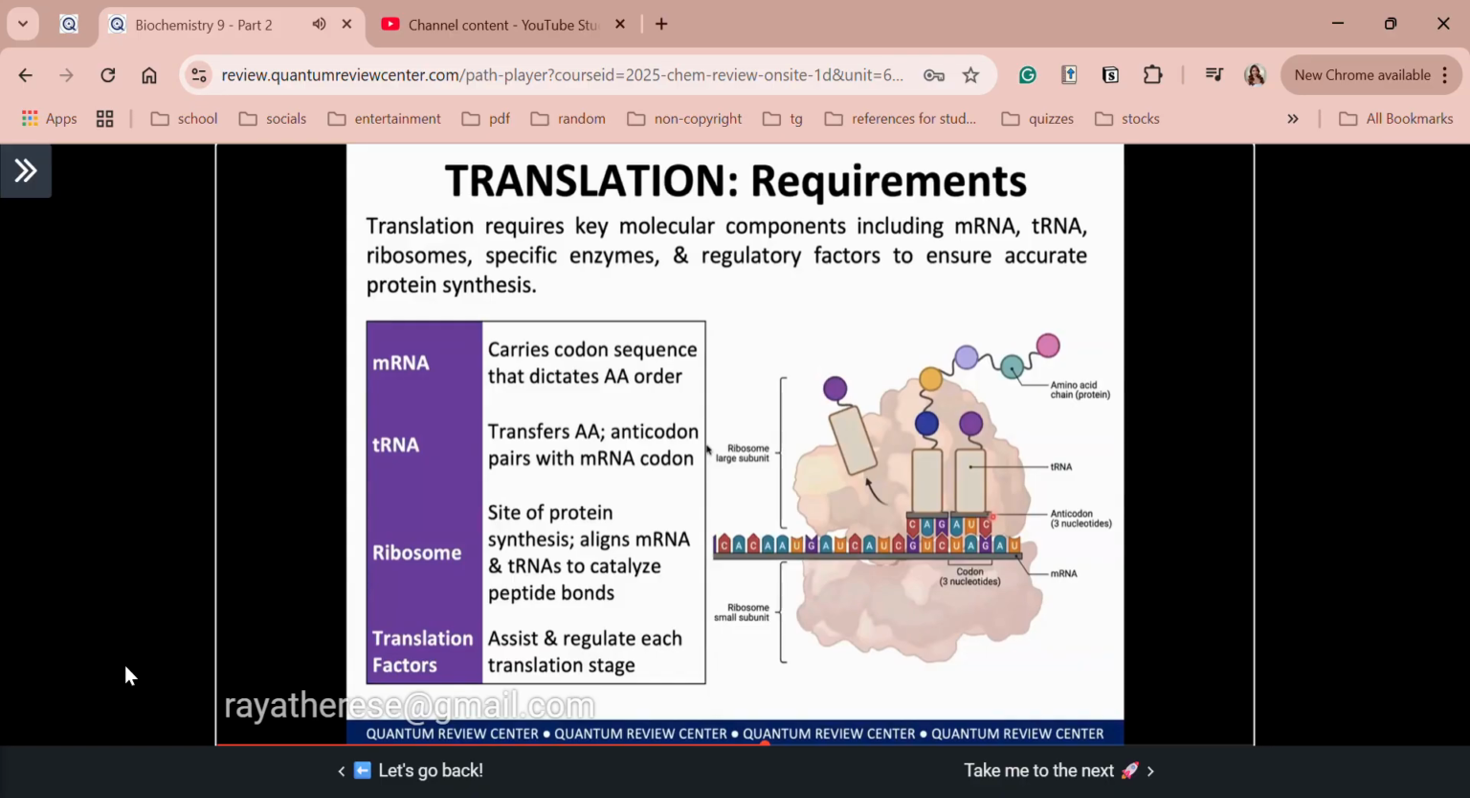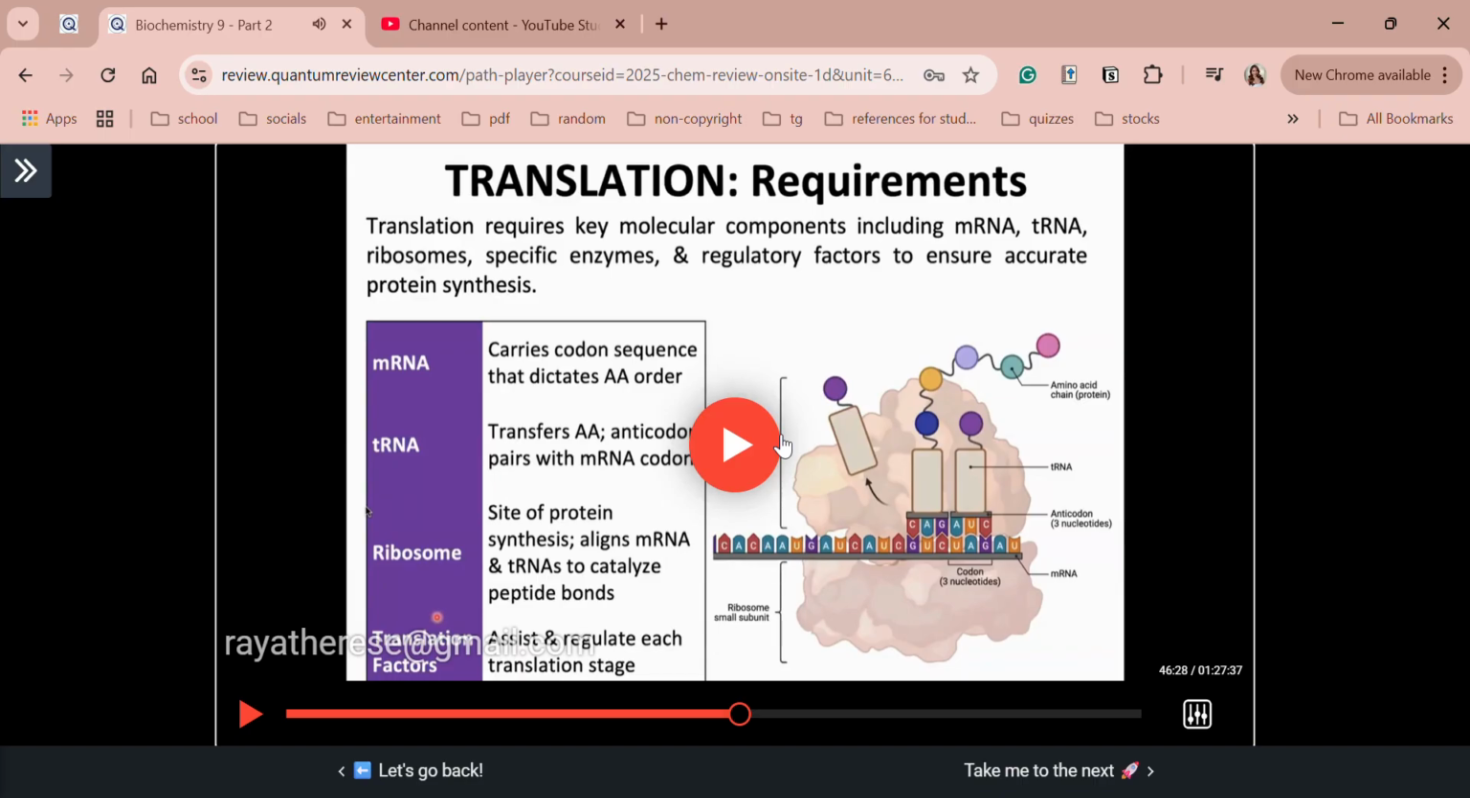And of course, we have several translation factors, particularly initiation, elongation, and release factors that regulate and assist each translation stage.